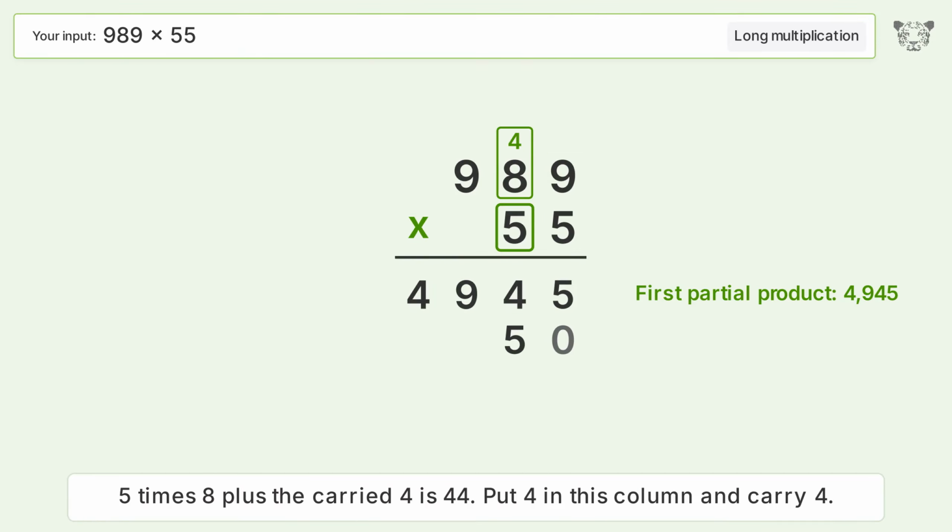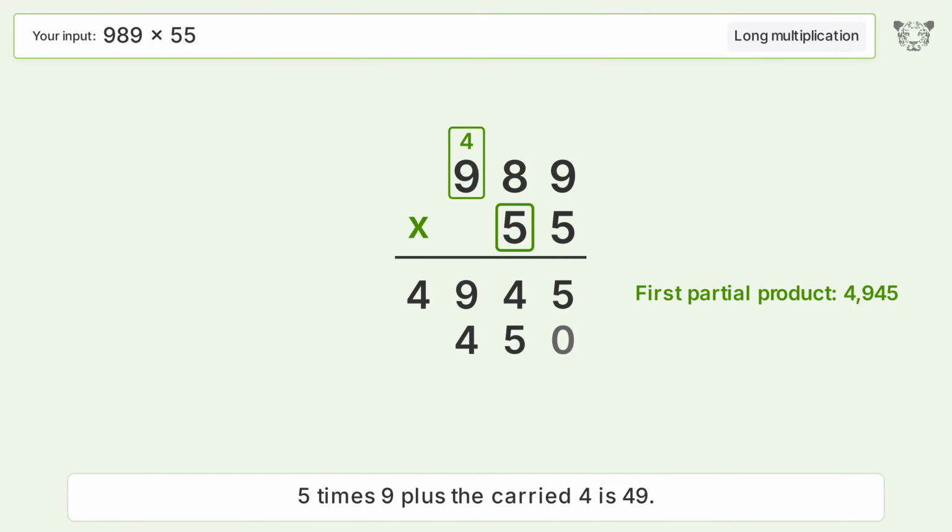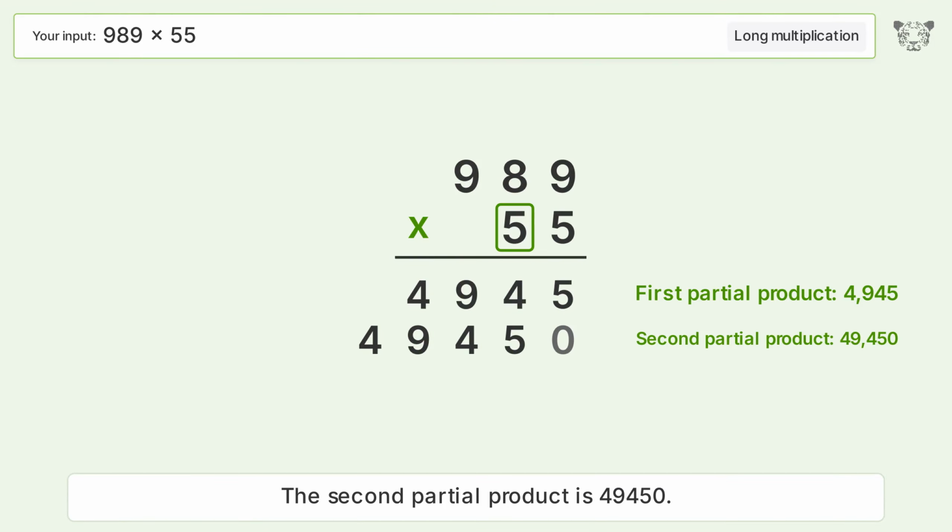5 times 8 plus the carried 4 is 44. Put 4 in this column and carry 4. 5 times 9 plus the carried 4 is 49. The second partial product is 49,450.